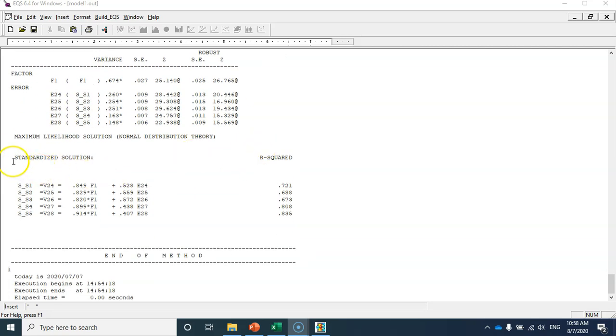And finally, you can see the standardized solution. Again, here you can see the standardized factor loadings for the items and the R-square values. Okay, so that was all I wanted to share with you with respect to the output file for the one-factor CFA model in our example.